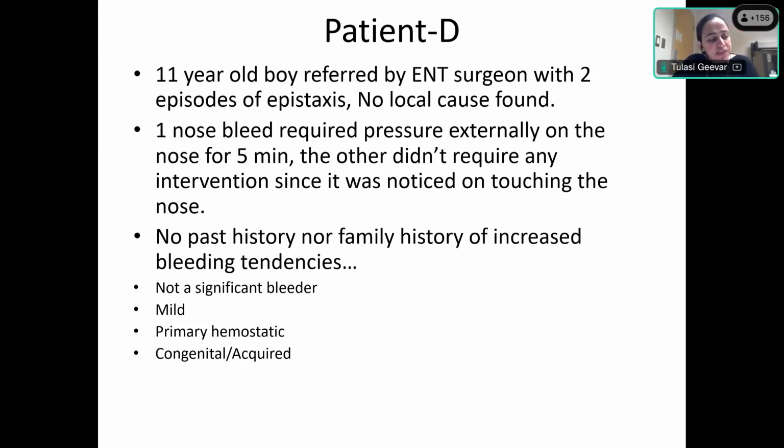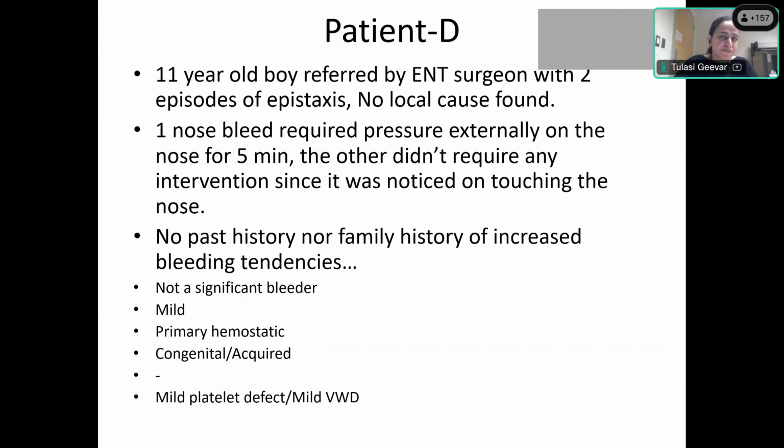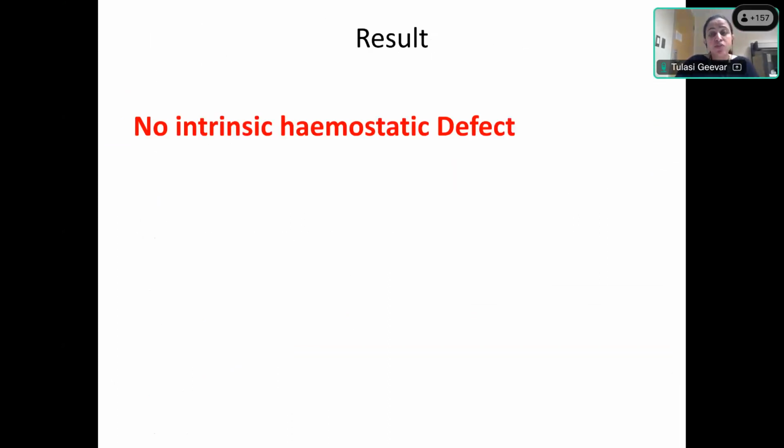What is the pattern of inheritance, if at all? Because there's no family history, it could be an autosomal recessive disorder maybe, like a mild platelet defect or a mild von Willebrand disease. But in extensive evaluation, the patient did not show any hemostatic defect. So there was no intrinsic hemostatic defect. When you look at the history and objectify it using the bleeding score, you can understand which patients are likely to be significant bleeders or not.